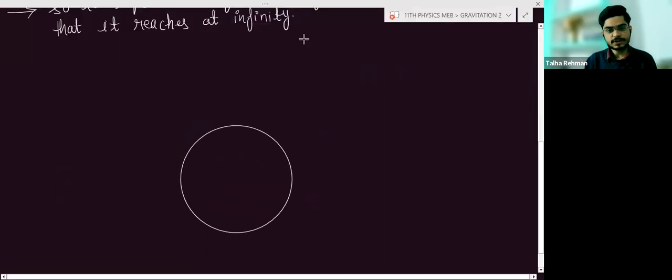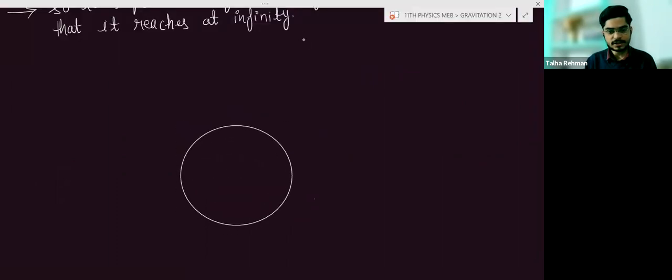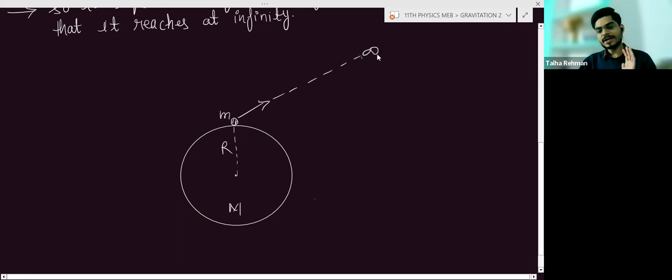So this is the Earth, having the mass M and the radius R. This is the body on the surface, having a small mass m, and it is thrown so that it will reach infinity. At infinity, the Earth's gravitational field will become zero, there will be no influence of that field on this body, and it will escape from the gravitational field of the Earth.